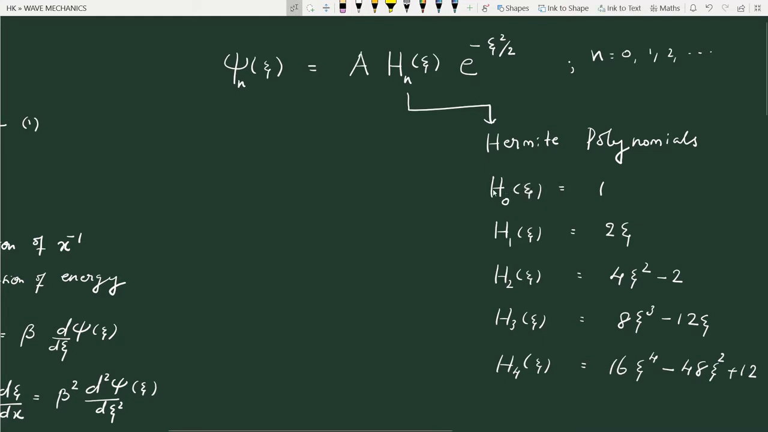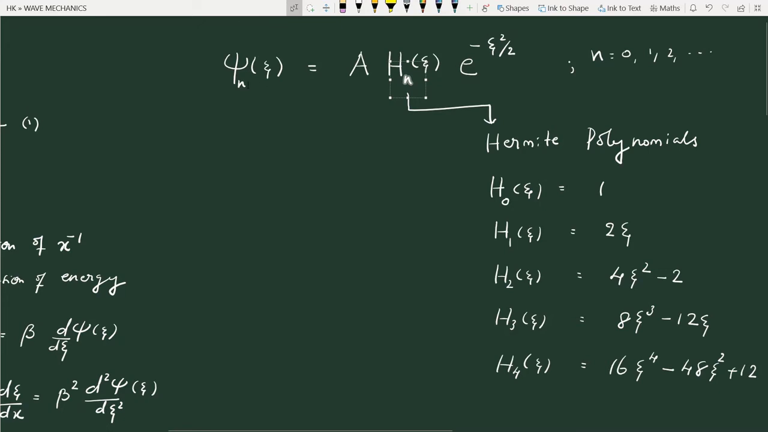When n equal to 0, it is a 0th order polynomial, that is, it is independent of theta. When n is equal to 1, it contains theta raised to 1. It's first order in theta. n equal to 2, second order in theta. n equal to 3, third order in theta. Like that. So n decides the order of this polynomial. It's an nth order polynomial depending upon the quantum number n.